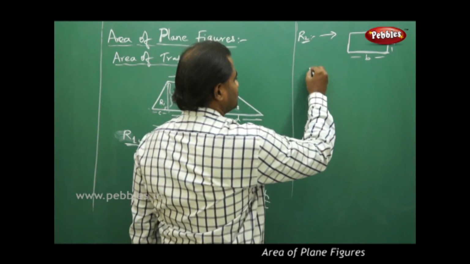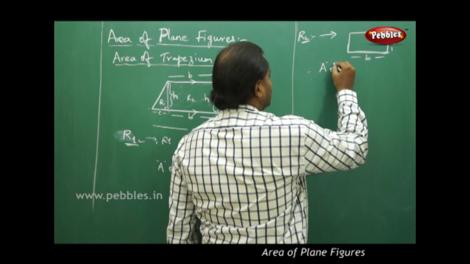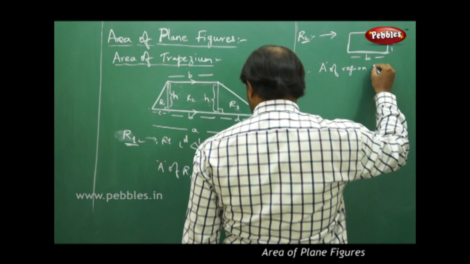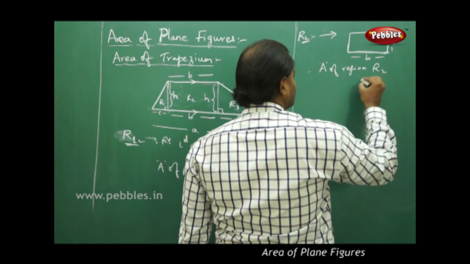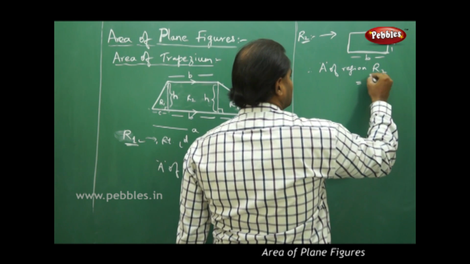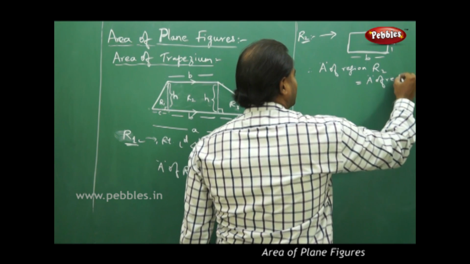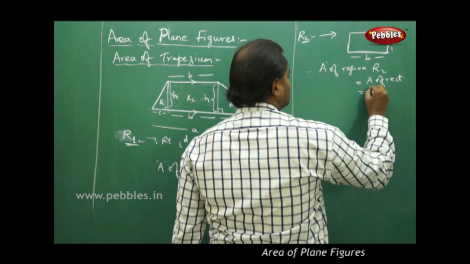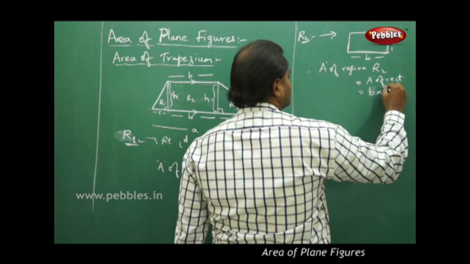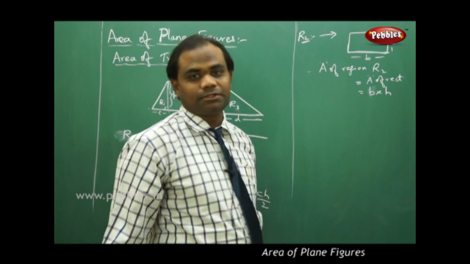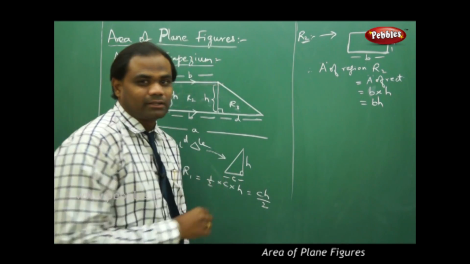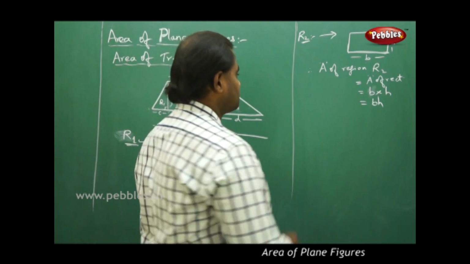So therefore, area of region R2 is the area of the rectangle, which is nothing but base into height, length into width, which is BH. So I get this as BH. Now similarly, let's go to the region R3.